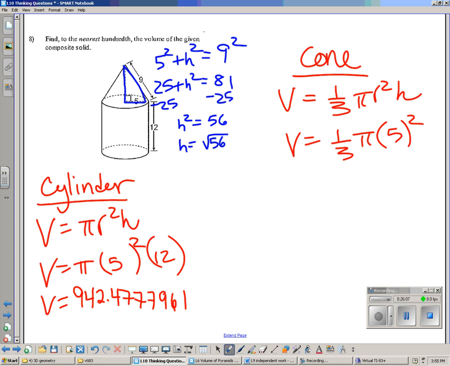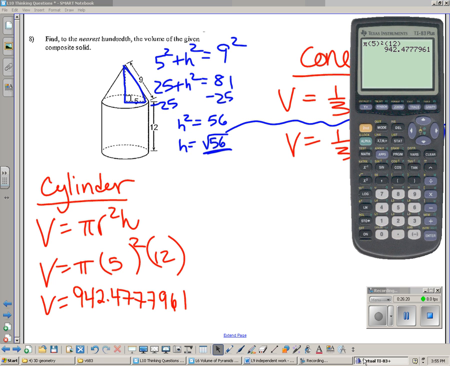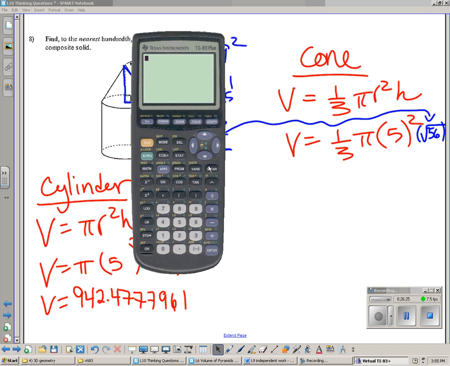Now that's not a perfect square. I could try to break it down, but remember, I'm trying to get decimals. So I'm just going to put this number right over here, and I want to type this all into the calculator. Clear this out. I have 1/3 pi times 5 squared times square root of 56. And I get 195.9127, blah, blah, blah.